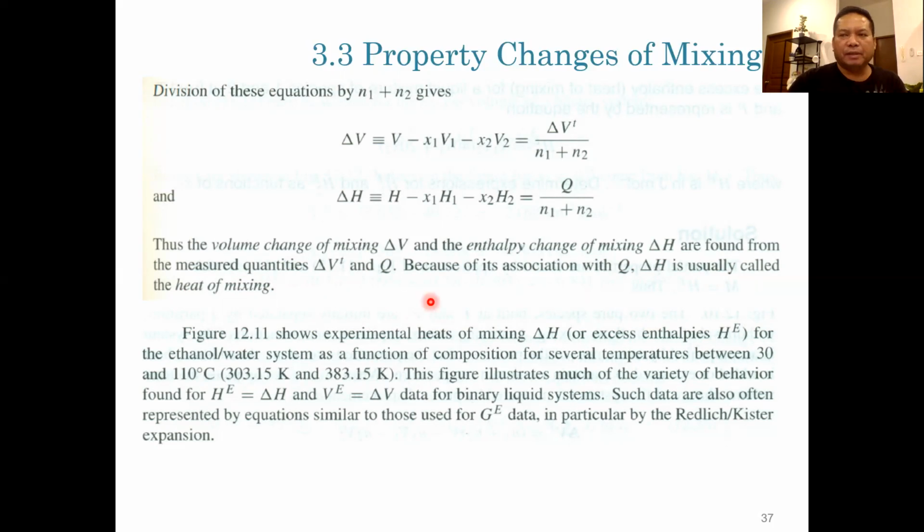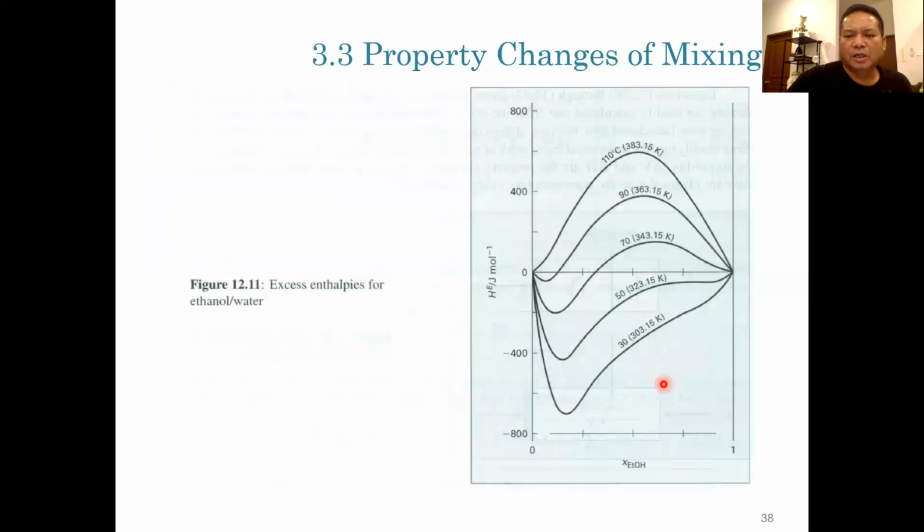If you mix something, even though it's the same temperature, sometimes the mixing will produce a bit of heat. Figure 12.2 shows the experimental heat of mixing, or enthalpy, for the ethanol-water system as a function of composition for several temperatures. This is the excess enthalpy for ethanol at various temperatures.